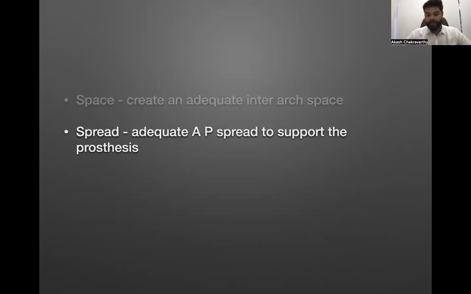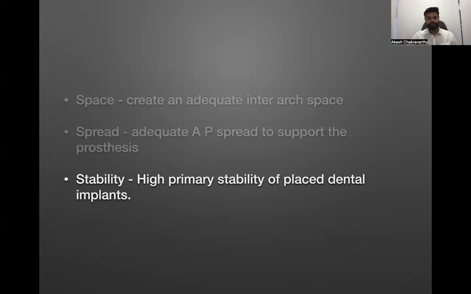Spread. Will I be able to place my implants with an adequate AP spread? Okay, to support the prosthesis. The greater the AP spread, that is the anterior posterior spread. What is AP spread? AP spread is the distance between the anterior most implants and the posterior most implants. Okay, the greater this distance, the greater your cantilever can go. The greater this distance, the bigger the prosthesis can come. Okay, so you need to be able to figure out whether this is possible for you or not, or go for other modalities like zygomatic implants or pterygoid implants if all-on-4 is not possible.